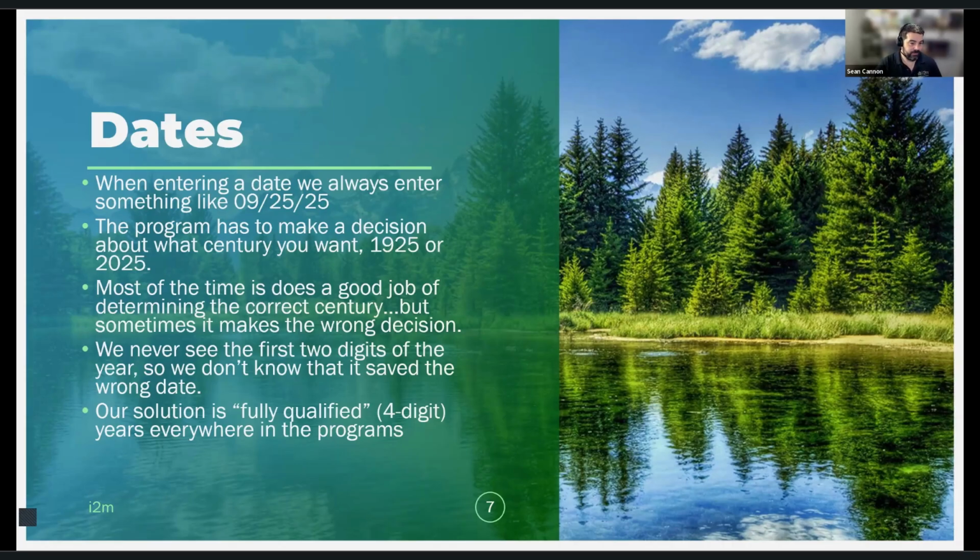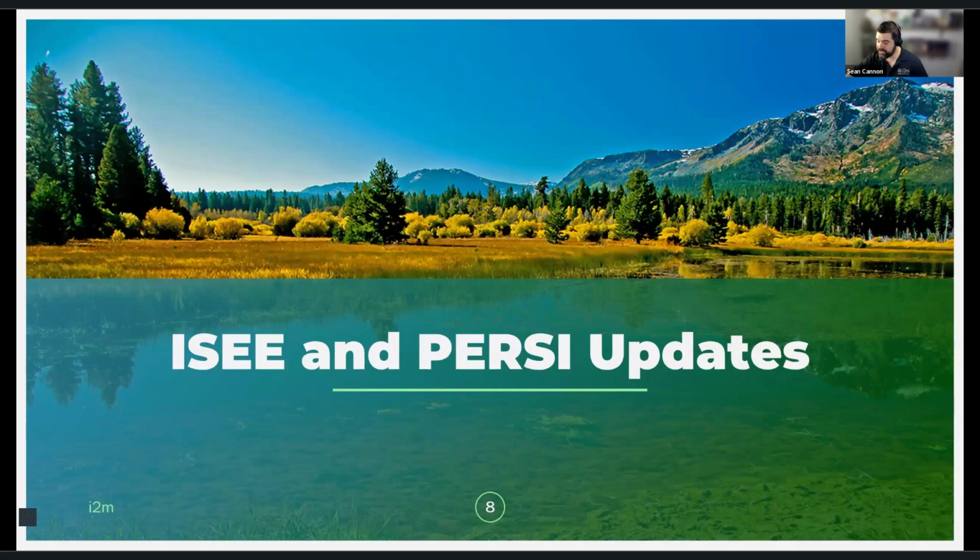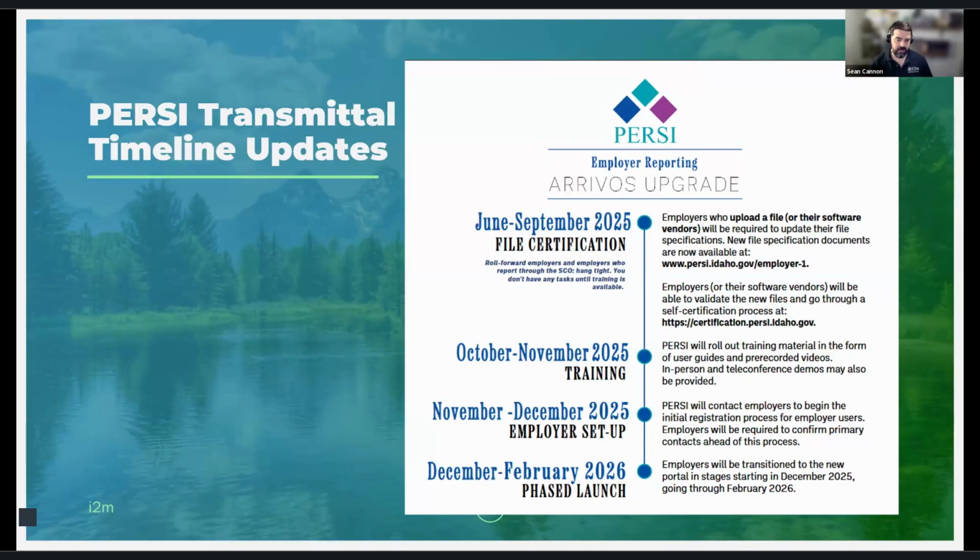So, all right, let's talk about ICEE and PERSI updates. We'll start with PERSI because that's the big one. As most of you probably already know, PERSI sent another email late last month where they updated the timeline again. The last time we held a webinar, we shared a timeline. We even sent out an email a couple of weeks ago, and then the timeline was updated again. So this is the current timeline as I think you all have it from PERSI, and they basically shifted everything back another month or two.